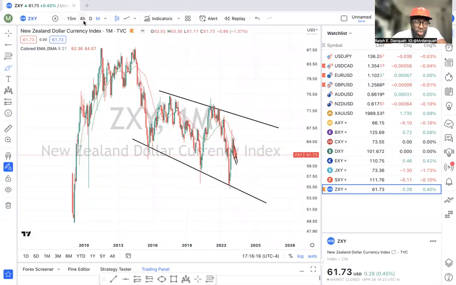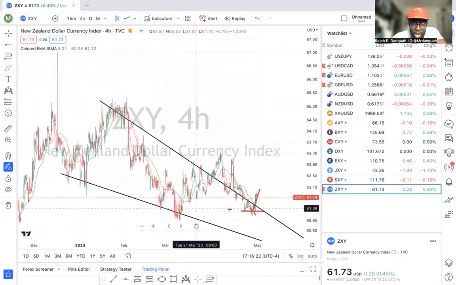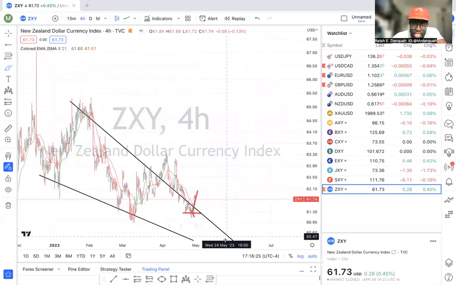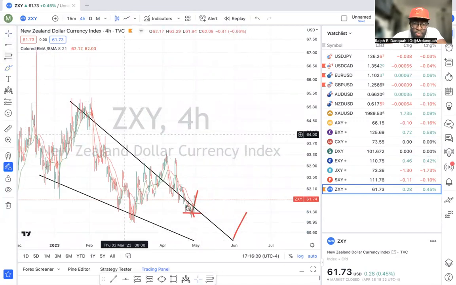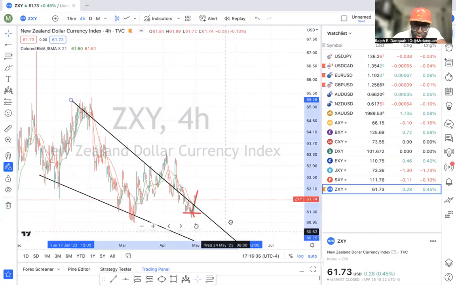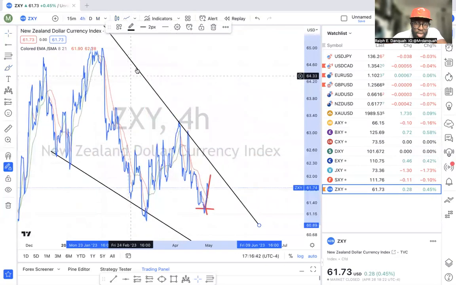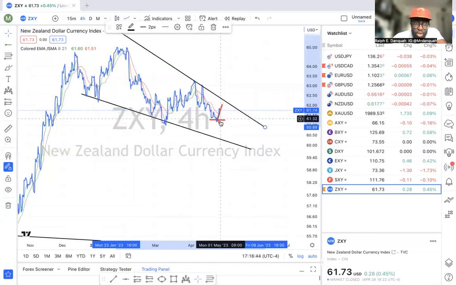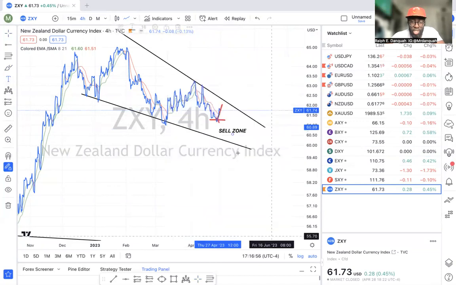All right. Now let's go to the 4-hour time frame. Let's look at this. Okay. So currently right now, we have the ZXY. Let's look at it from this. Okay, so let's look at this. All right, from the 4-hour time frame, right? It looks bearish. Okay, ZXY looks bearish, right? But currently right now, it's in that sell zone. Okay, so we're looking to see if it's going to break out or continue to stay in that sell zone.